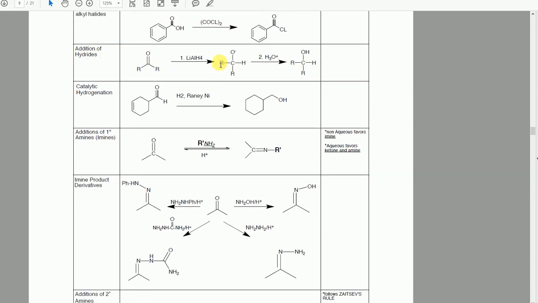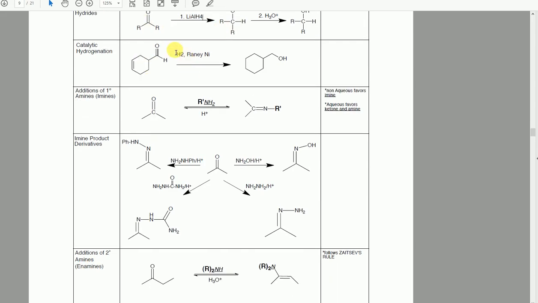This is an old reaction that you should know, using LiAlH4 on a ketone. This is an old reaction that you should know, right? Any nickel, it turns this into an alcohol and takes away all double bonds, triple bonds, all that stuff.